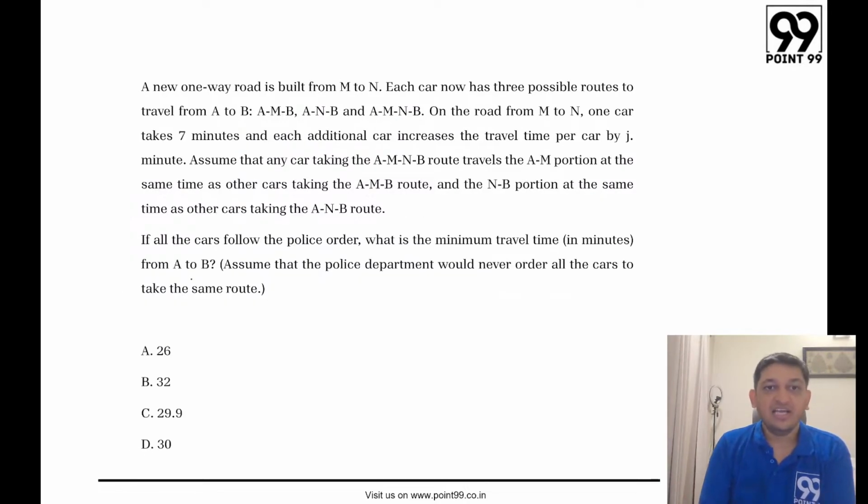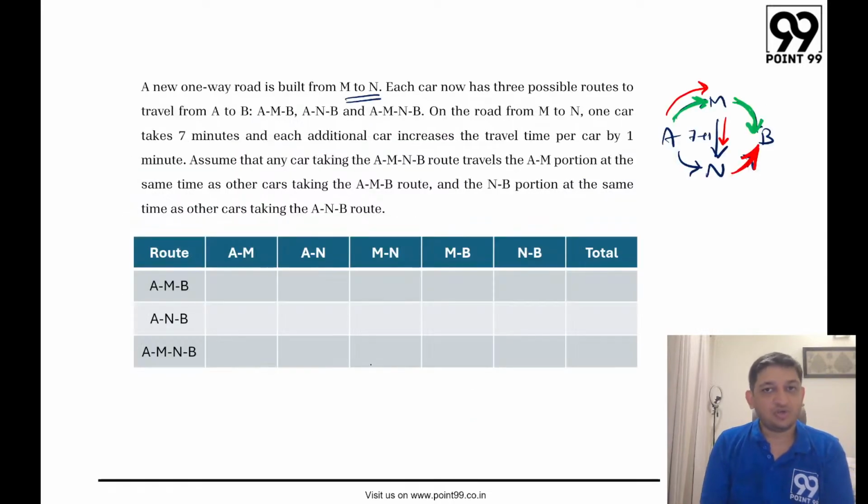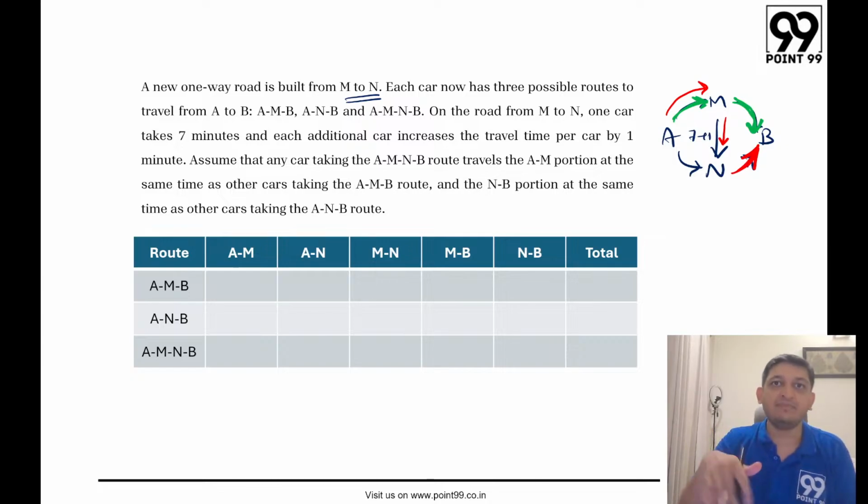नेक्स्ट क्वेश्चन क्या बोलता है, if all the cars follow the police order, what is the minimum travel time. सो अगर मैं ये सॉल्व कर दूं, if I solve the split, I will be able to get the minimum time as well. Now when I solve the split, I have to ensure that all the cars are taking more or less the same amount of time to travel from A to B. नहीं तो मतलब कोई भी कार ब्रेक करके दूसरी तरफ चला जाएगा, the car might benefit, right? So that might be an issue. So let's try to see what happens.